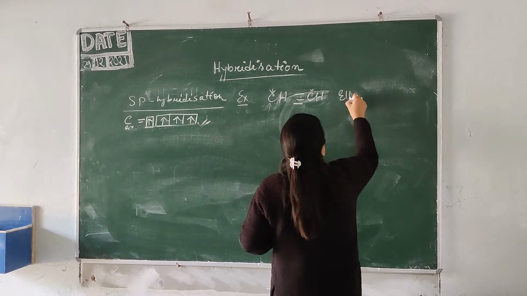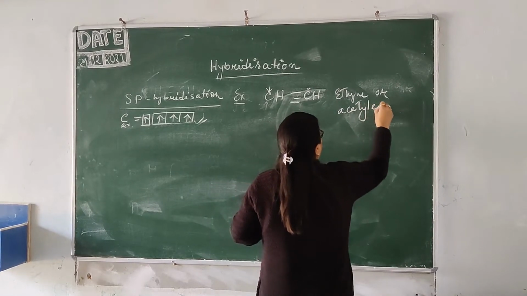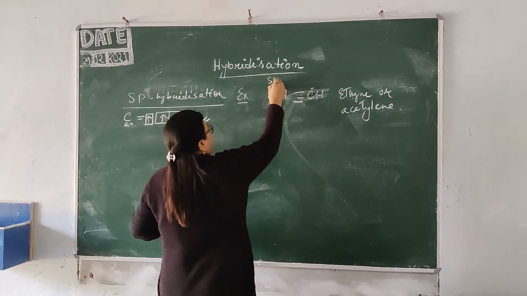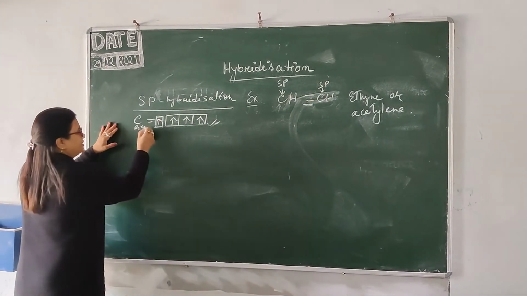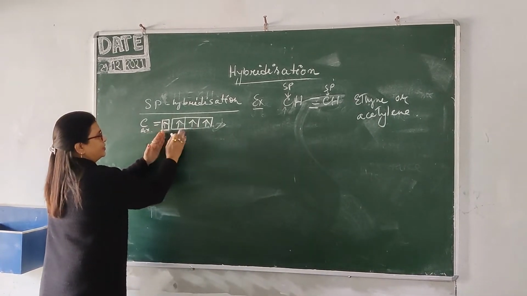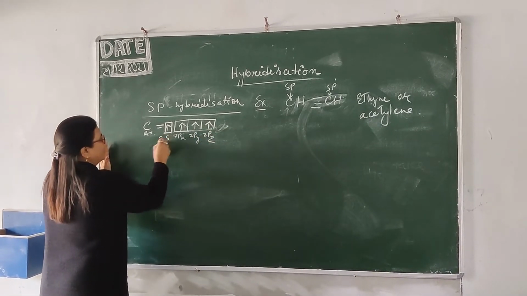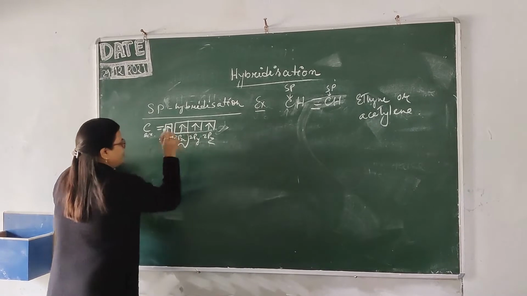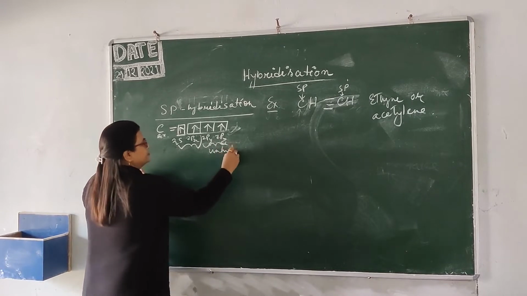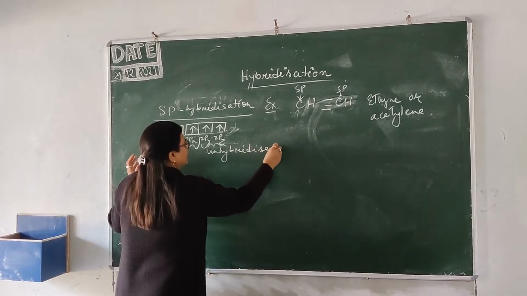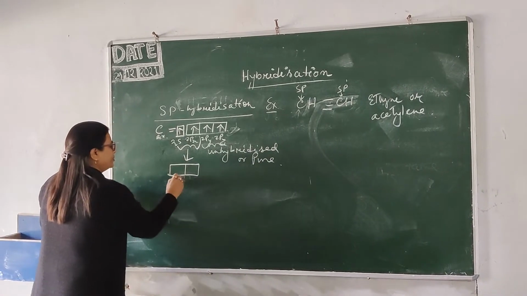This is called acetylene. Here, both these carbon atoms are sp hybridized. Now, as we know, in the excited state, it has the orbitals 2px, 2py, 2pz. This is 2s. In sp hybridization, one s and one p will take part. These two will be unhybridized, or pure. These two will form two hybrid orbitals.